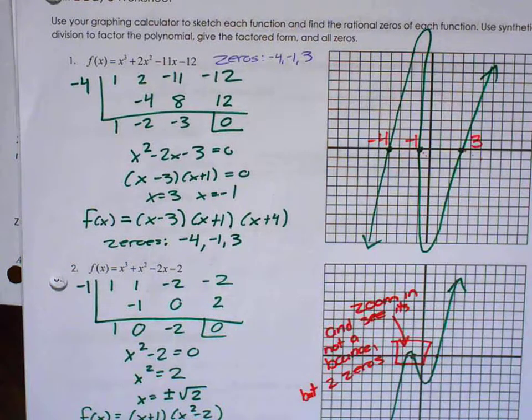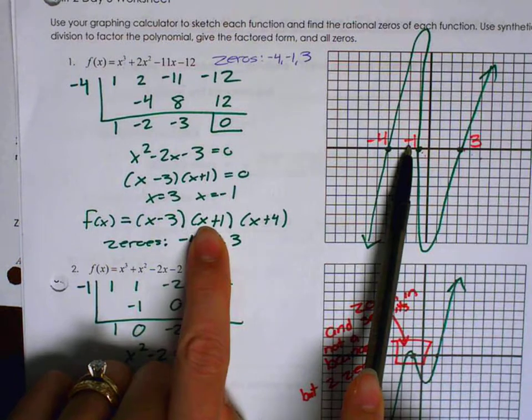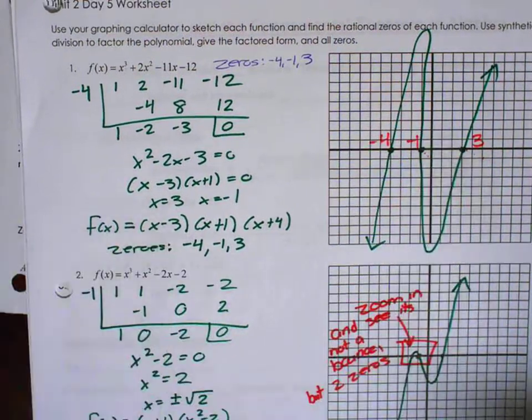Add an x and switch the sign. So really, the question is give factored form. Okay, add an x, switch the sign. Add an x, switch the sign. Add an x, switch the sign. And I already found the zeros from the calculator. So this one's kind of a waste to do synthetic. But it said do synthetic, so we're going to do synthetic.